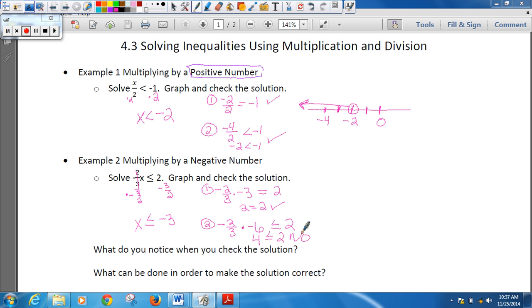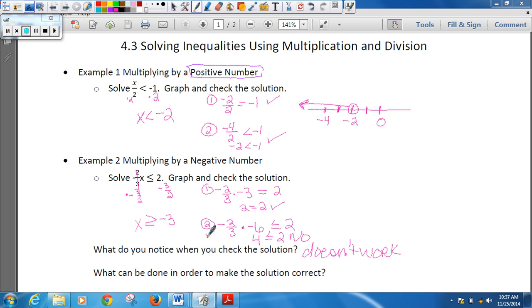The problem is when you multiply or divide by a negative number, there is something you have to do. So what do you notice when you check the solution? It doesn't work. The part that doesn't work is when we check the inequality sign. So if we were to flip the inequality sign around in our answer here, so instead of x is less than or equal to negative 3, we change it to x is greater than or equal to negative 3.